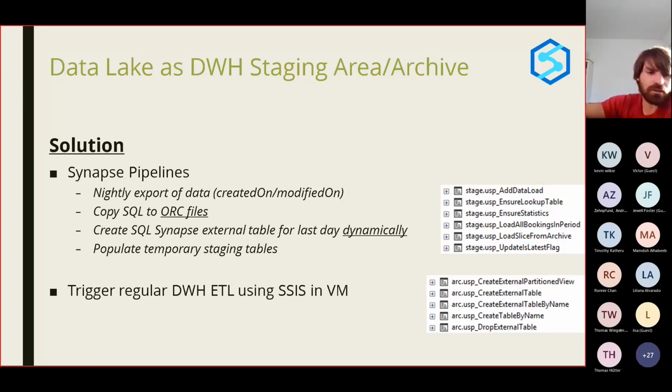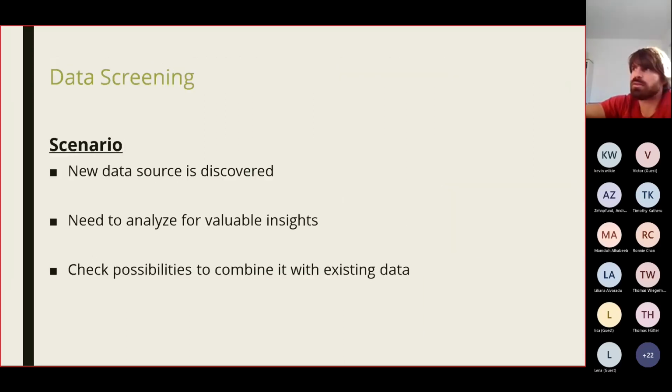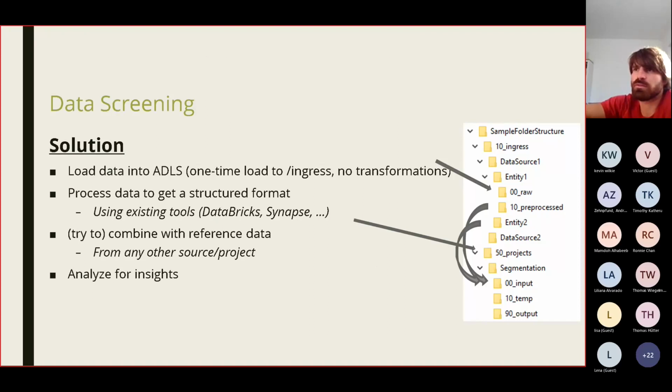I think these are the three most important use cases that we covered here. It should give you an idea of what you can do with an analytical platform, and which use cases you can cover. And I don't want to go into data screening too much because I think it's pretty obvious.